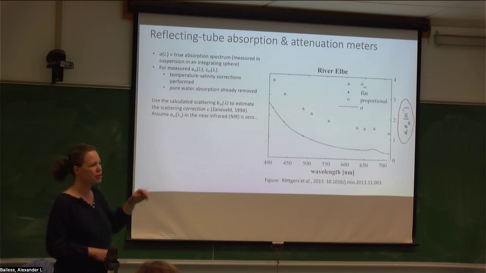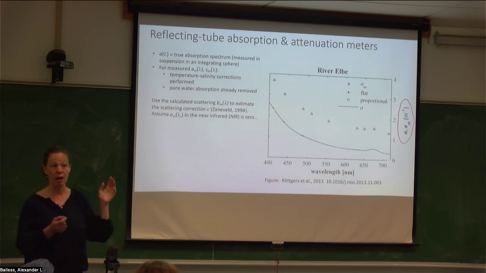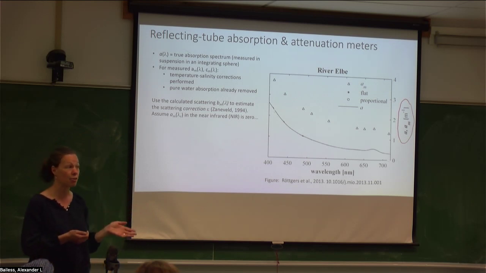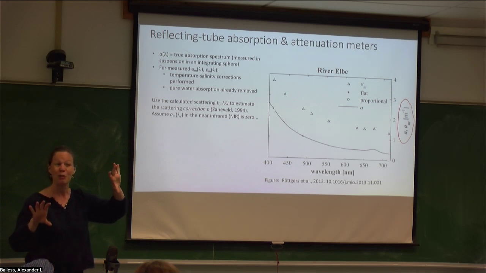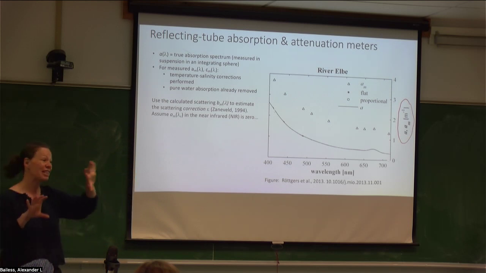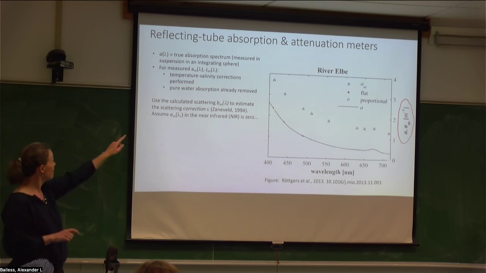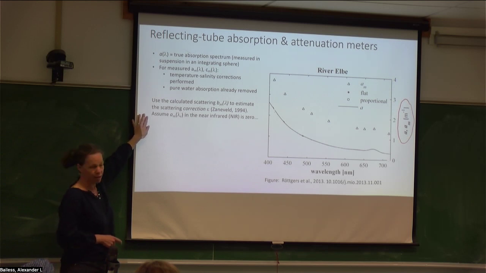One is first to calculate the scattering. I'm not showing you here the beam attenuation spectrum as measured, but if you take the difference between measured beam attenuation and measured absorption, you get the measured scattering, which is not the true scattering. We take that calculated scattering, BM, and use it to estimate a correction to the absorption spectrum.